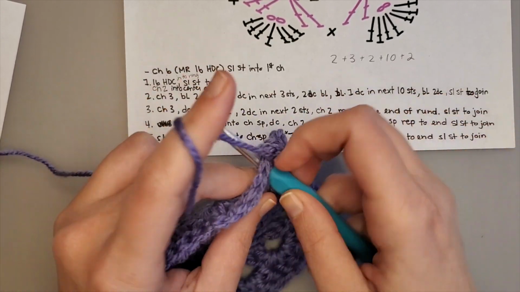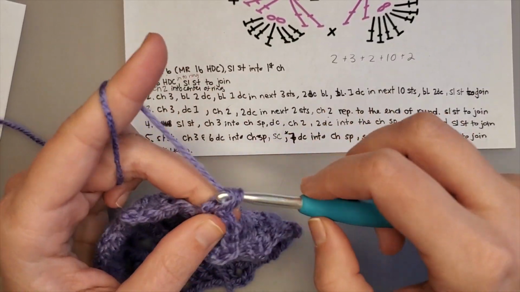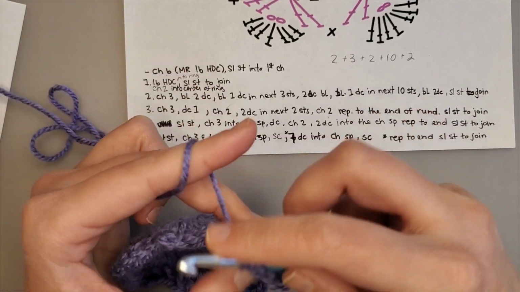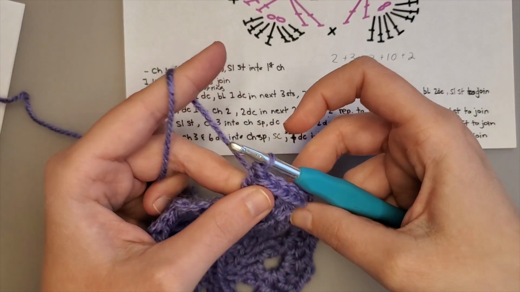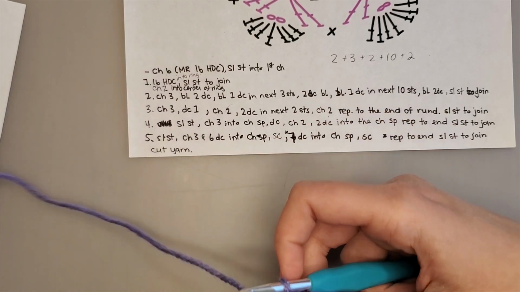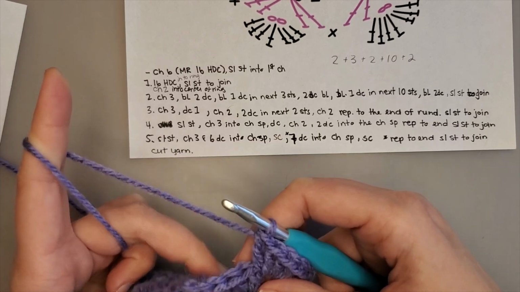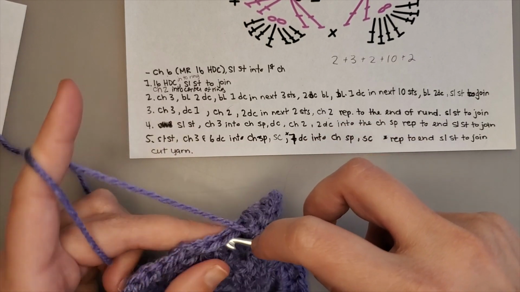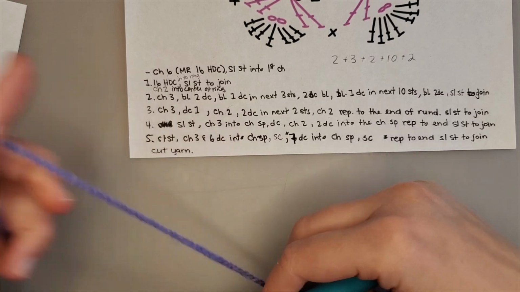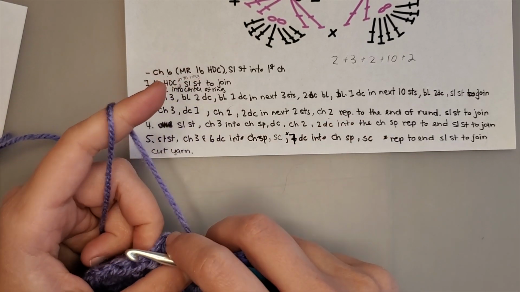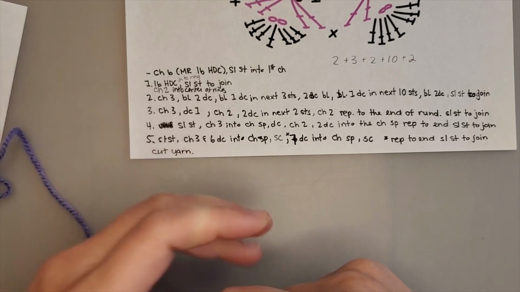So there's 3, 4, 5, 6, and 7. So there is our 6 double crochets and our chain 3. So then the next step is to SC, so that's single crochet. So we're going to single crochet into the next stitch here just to fasten it off so that it'll help shape our petals. The next step is to put 7 double crochets into the same chain space.